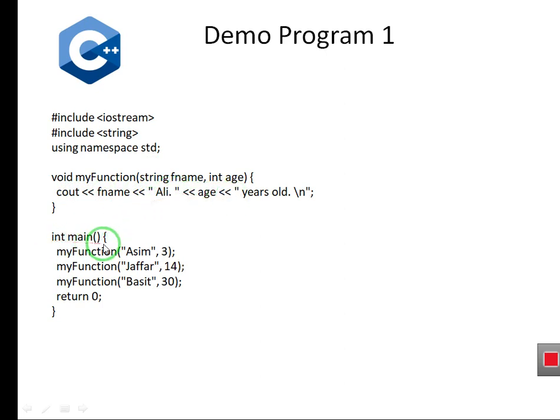In int main, we have the main function, and here we are calling our user defined function. We do not need any data type here. So myFunction takes Asim as the argument, a string, and a string always comes in double quotation marks, then comma, integer. Here the integer is 3, same as myFunction Jafar, comma 14, myFunction Basit, comma 30, and here is return 0. I will show you how it works in the C++ compiler.